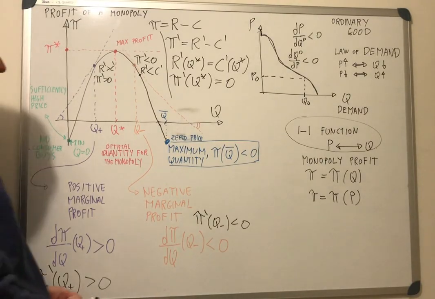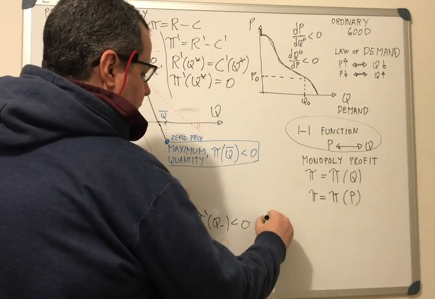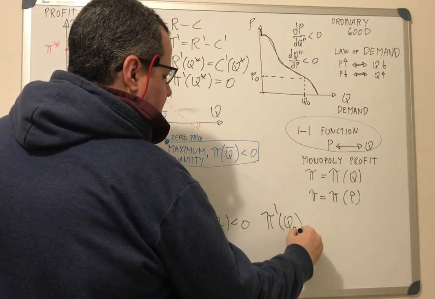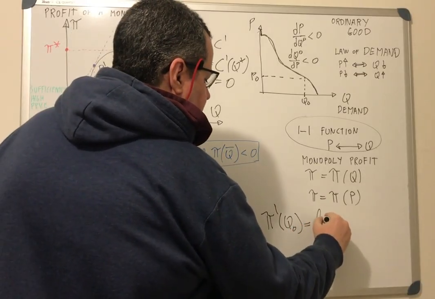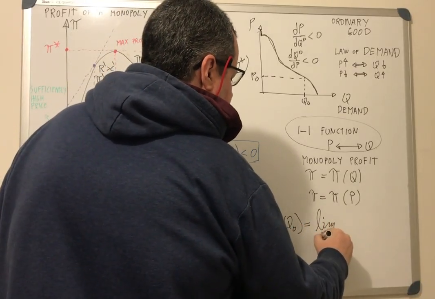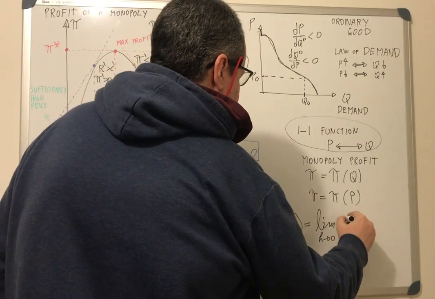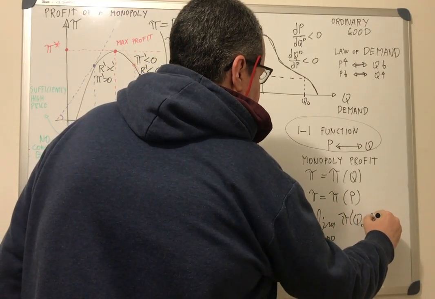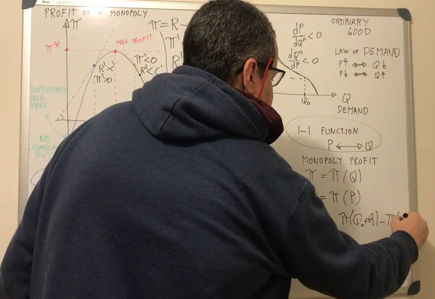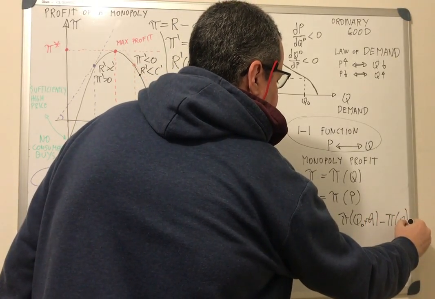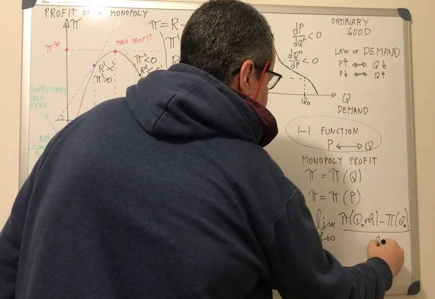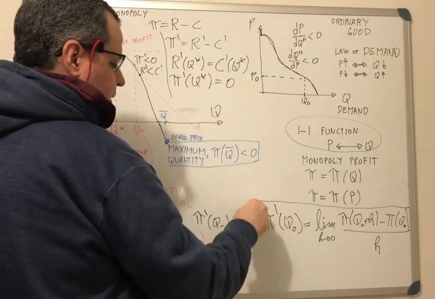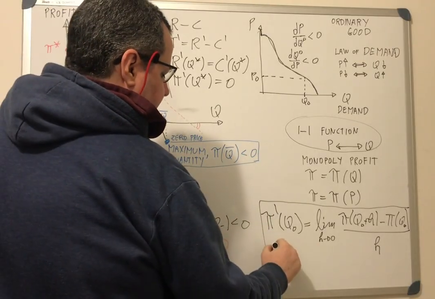So remember, in general, the derivative calculated at any point will be the limit when h goes to 0 of the profit calculated at q0 plus h minus the profit at q0, over h. Right? The derivative of the profit, that's the marginal profit.